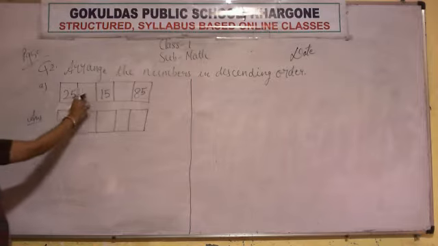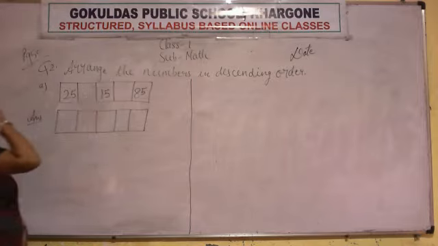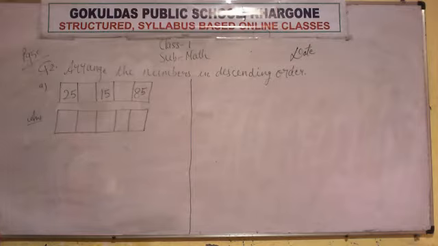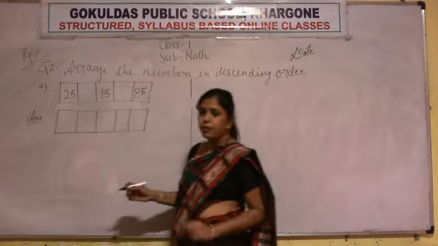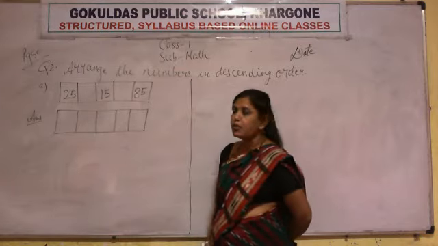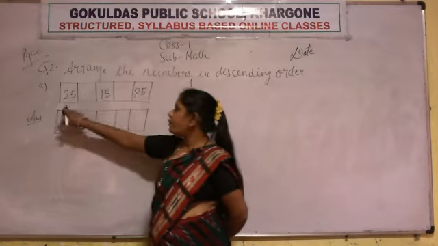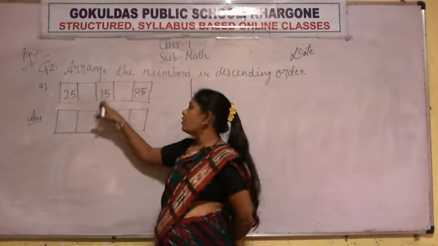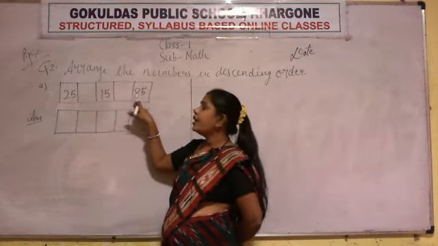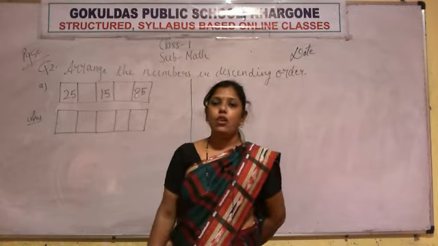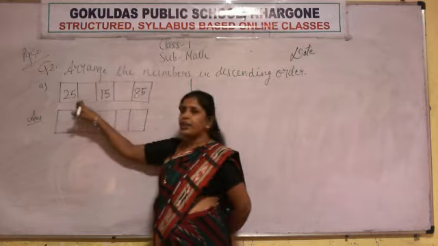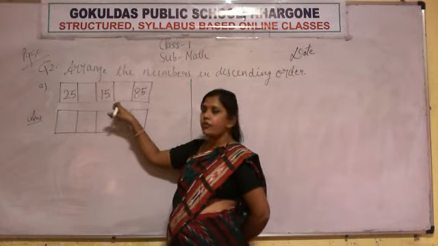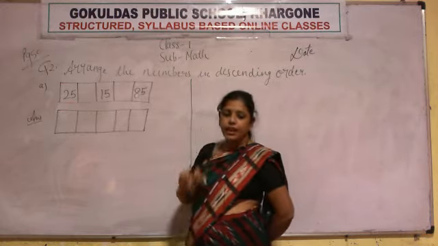Always leave one box while writing the other number. Okay, so first let us read the question again. What are the numbers? The numbers are 25, 15 and 85.